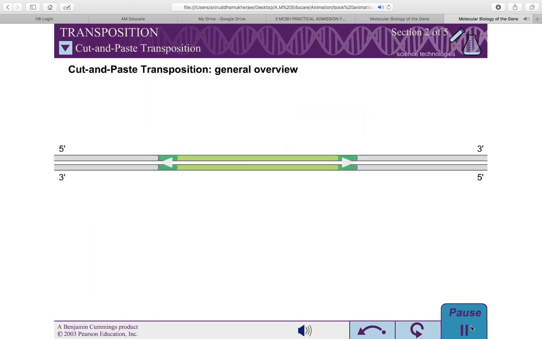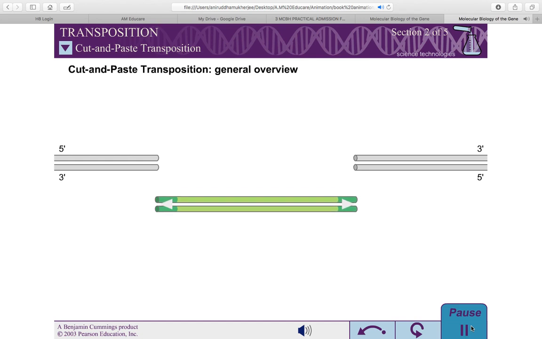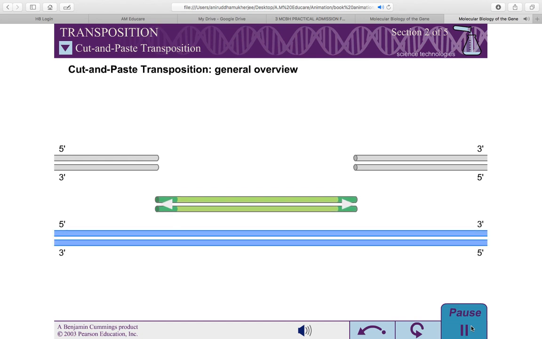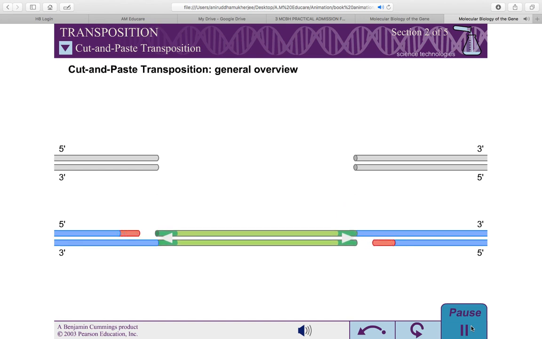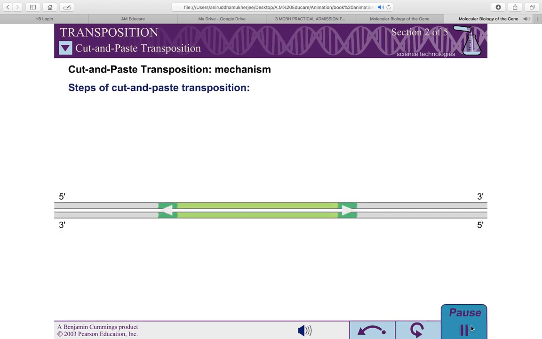Simply put, cut and paste transposition involves the excision of a transposon from its initial location in the genome, followed by integration of this excised transposon into a new DNA site. This is a non-replicative mechanism, meaning that the transposon is not copied during the transfer. We will now look at the cut and paste mechanism in more detail.